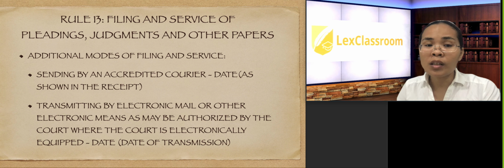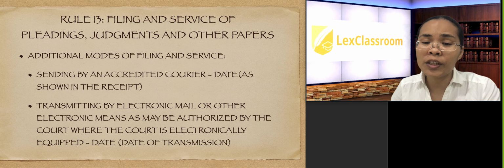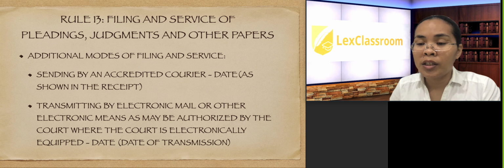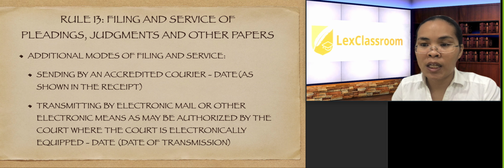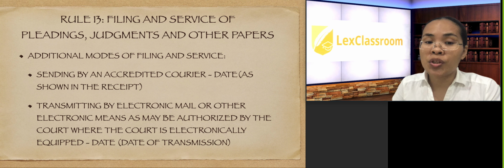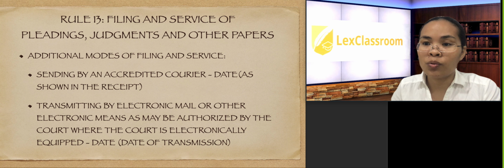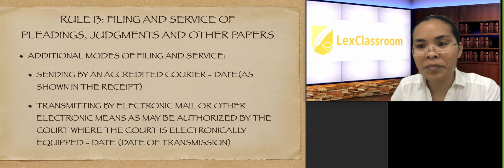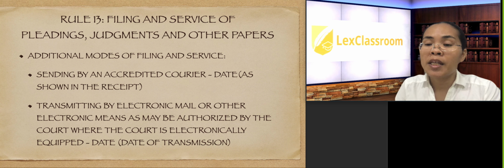Now, this is going to be the last two slides, so we will just be very quick. Okay, Rule 13 again. The amendments provide additional modes of filing and service. Before, the most common would be personal service and registered mail, but now there are two additional modes: by sending through an accredited courier. It doesn't actually mean a private courier, because it says accredited couriers. And the date of filing and service is as shown in the receipt.